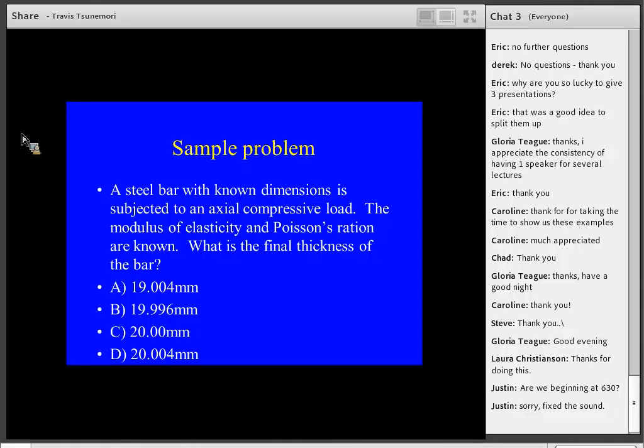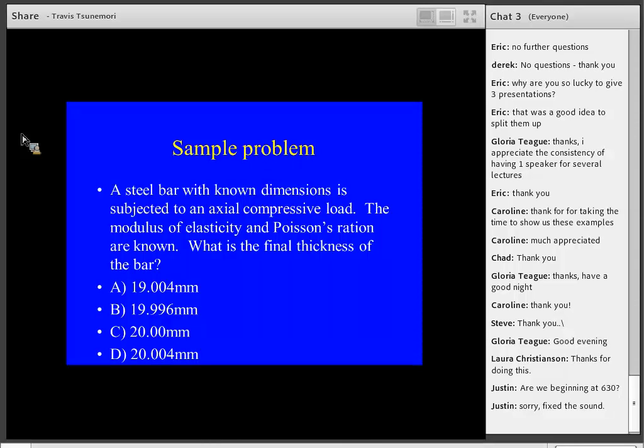It's getting squashed. The modulus of elasticity and Poisson's ratio are known. So modulus of elasticity, E. Poisson's ratio, nu, which is the ratio between the compression and the expansion as it compresses. What is the final thickness of the bar? And they give us some numbers.